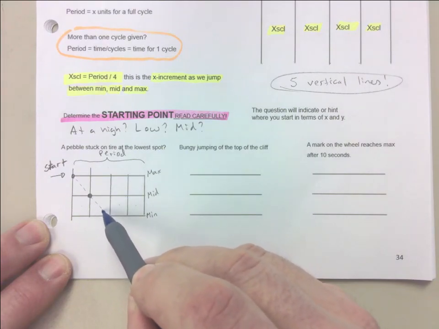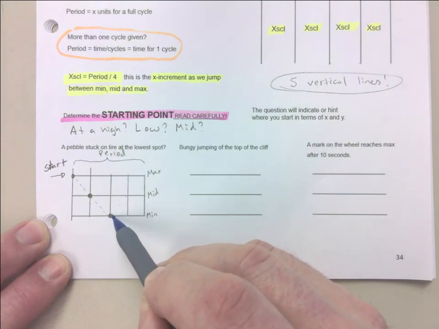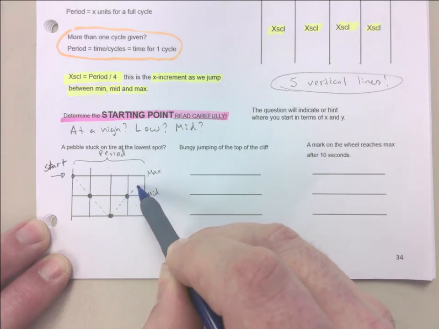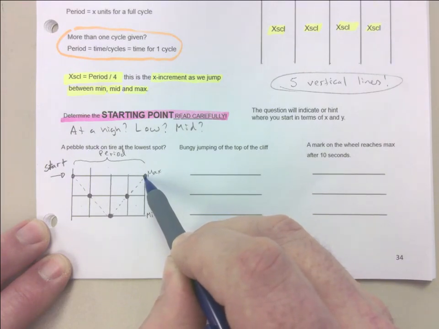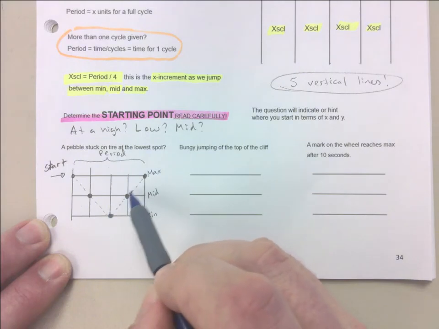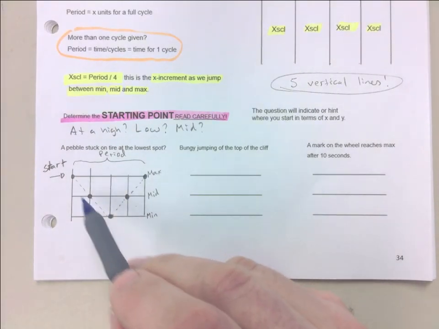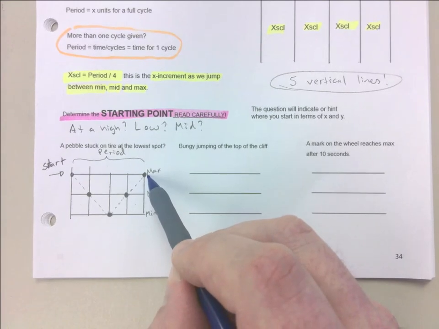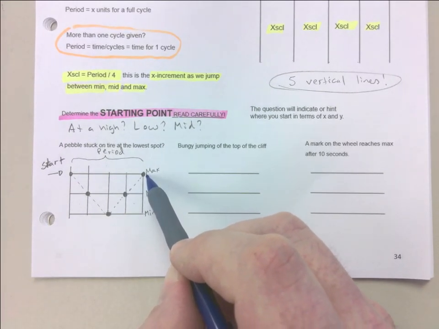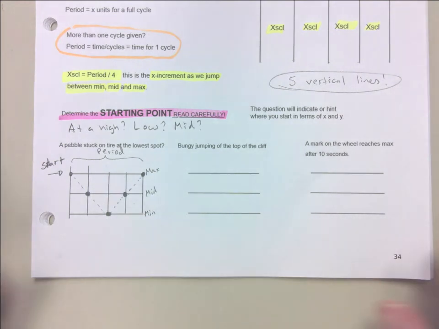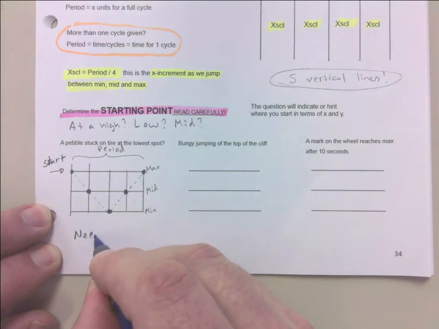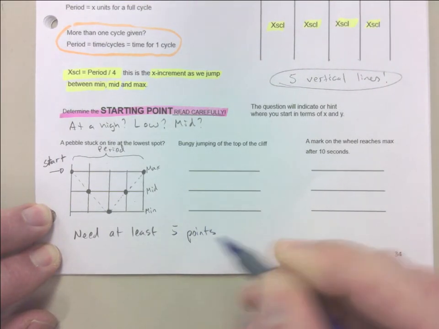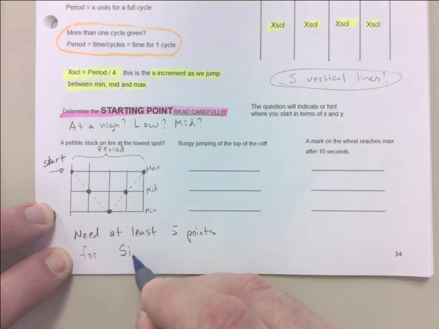Another quarter of a period will get you to the lowest. Another quarter of a period will get you back to the middle. And another quarter of a period will get you back to the max. How many points do you need to do a sinusoidal regression if you just look at this here? You need 1, 2, 3, 4, 5 points for a sinusoidal regression to work. A full cycle. Okay? Need at least 5 points for sin reg.